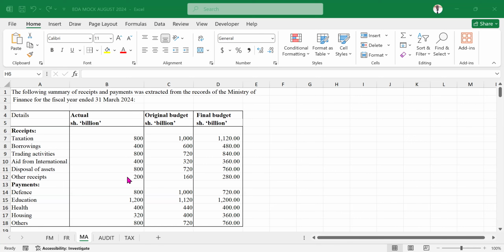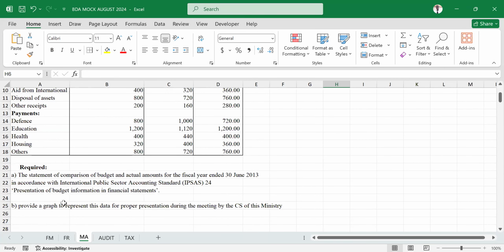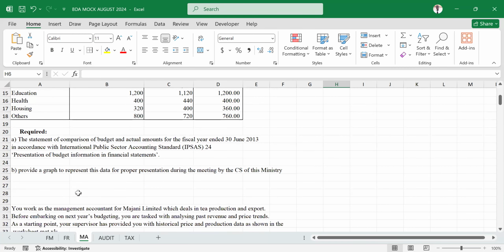So I've just read the question there. We have the data of actual amounts, the original budget, then the final budget, with the receipts and payments data. So if you look at what we have here, we are talking about budgeting. And I believe you've also covered cash budgets and flexible budgets, so that you know how to get the flexing ratio and things like that. So now, the required is asking you to prepare a statement of comparison of budget and actual, so that you'll be able to present.